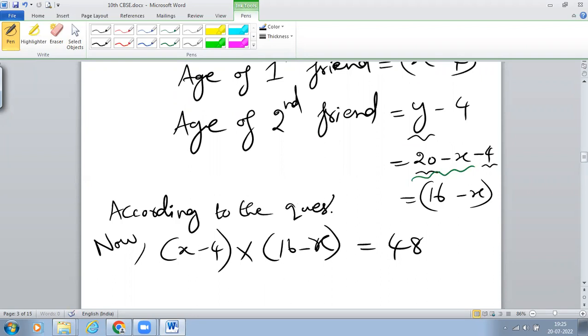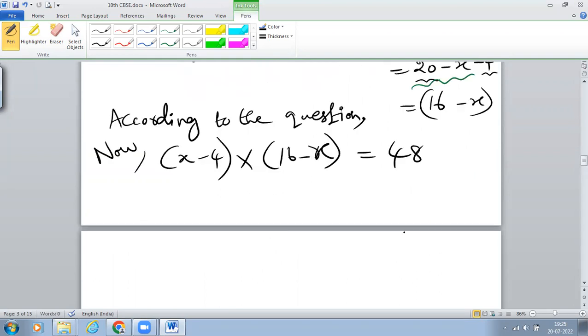How many of you understood this step? If you have doubt, please ask. Why I am writing X minus 4 into 16 minus X is equal to 48. If you have doubt, you can ask now. No doubt? You understood? Yes, sir. Okay. Now we have to distribute, you have to expand this.